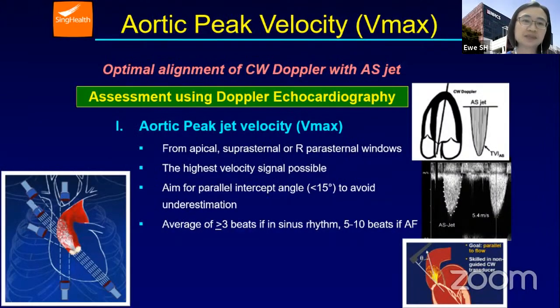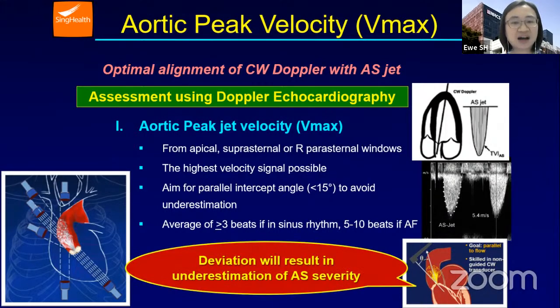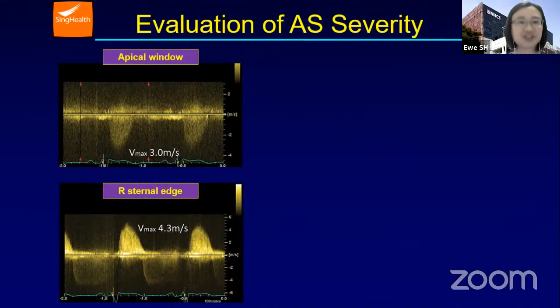Now, the problem with us sometimes in the echocardiography lab is that we need to really ascertain the highest velocity. Otherwise, we are going to underestimate the severity of aortic stenosis. This is done typically by multi-window interrogation of the jet. It is important to ensure that you get the highest velocity, and that may not necessarily be from the apical window. Any deviation of more than 15 degrees could underestimate the velocity, thereby underestimating the severity. In this case, in the apical window we have a Vmax of 3, but in the right sternal edge, when we do a careful interrogation, you yield a velocity of more than 4 meters per second, telling us that it's a severe aortic stenosis.